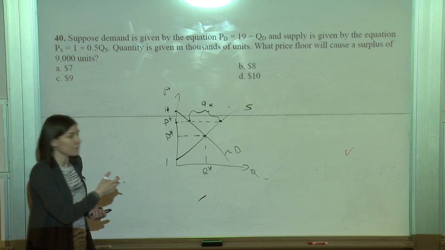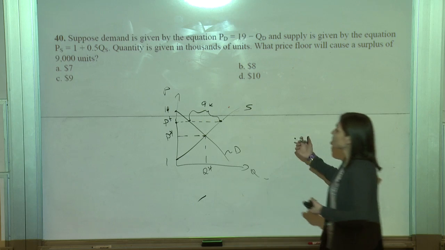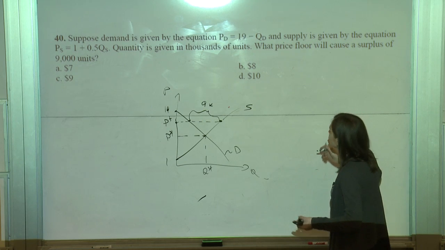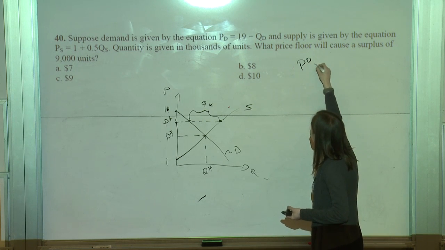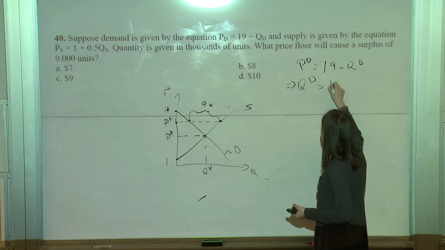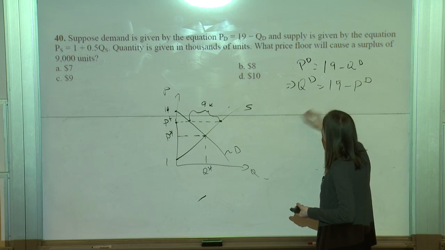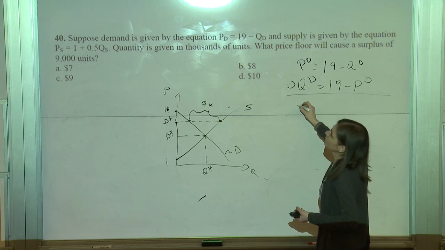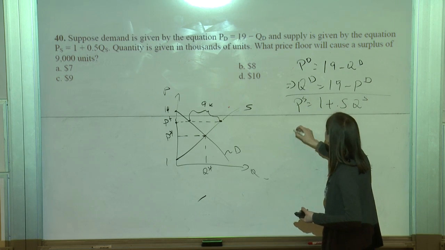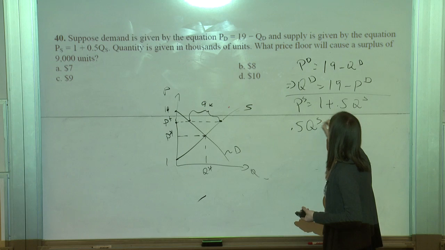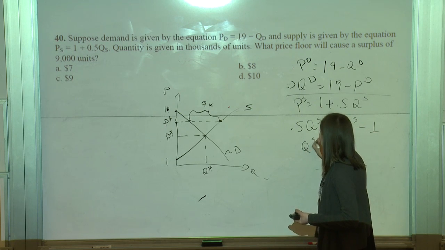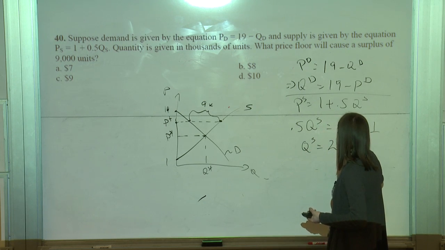Does that make sense? All right, so let's express the quantity demanded and quantity supplied as a function of the price, and then look at the difference between the two. From the first equation, the price is 19 minus quantity demanded. Therefore, quantity demanded is 19 minus the price. From the second equation, the supply curve is 1 plus 0.5 quantity supplied. So 0.5 quantity supplied is the price minus 1. So quantity supplied is 2 times the price minus 2.